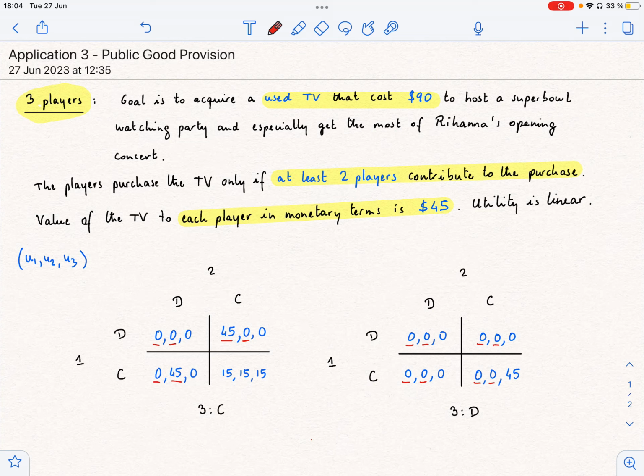And finally, we can do the same for player 3. So for player 3, we're going to compare the left and the right matrix for fixing the strategies of the other two players, so player 1 and player 2. So if player 1 and player 2 both defect, player 3 is indifferent between contributing on the left matrix and defecting on the right matrix. If instead player 1 contributes and player 2 defects, right, then player 3 is comparing 0 here by contributing and 0 here. And they're also going to be indifferent.